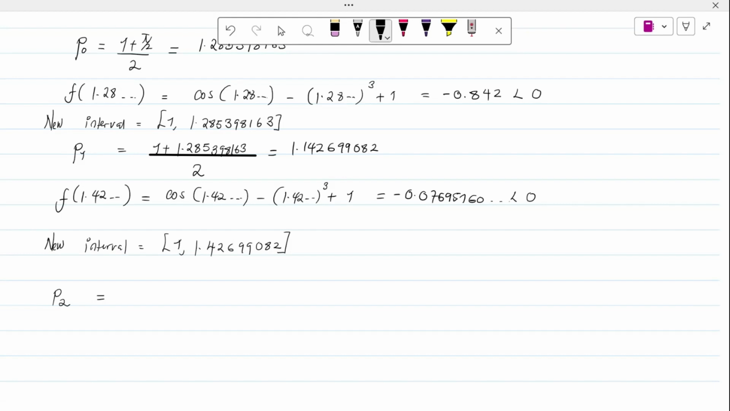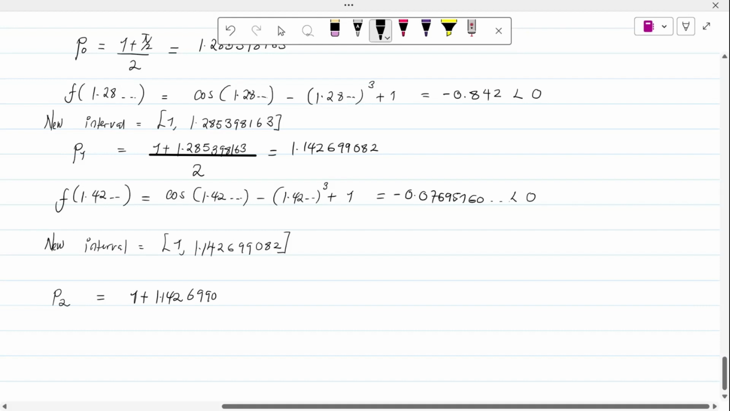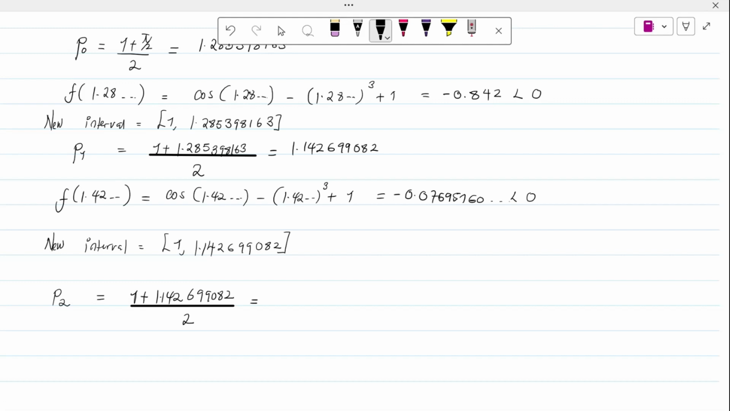So what is P2 now? We're going to add those two and divide by 2. This is 1, okay, there's a 1 here, plus 1.42699082, and then divide by 2. So what do you get as P2? 1.071349541.